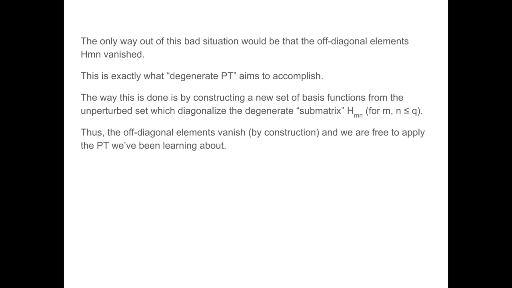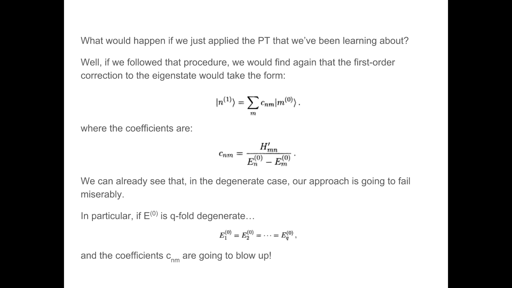Okay, so the only way out of this bad situation, so we don't have to go back to square one, right? It'd be nice if we could just tweak our approach a little bit, right? And one way out of this would be to go back and look at these coefficients. In the denominator, for the degenerate case, we have the denominator going to zero. What happens if we have the numerator go to zero as well? That would solve our problem, right?